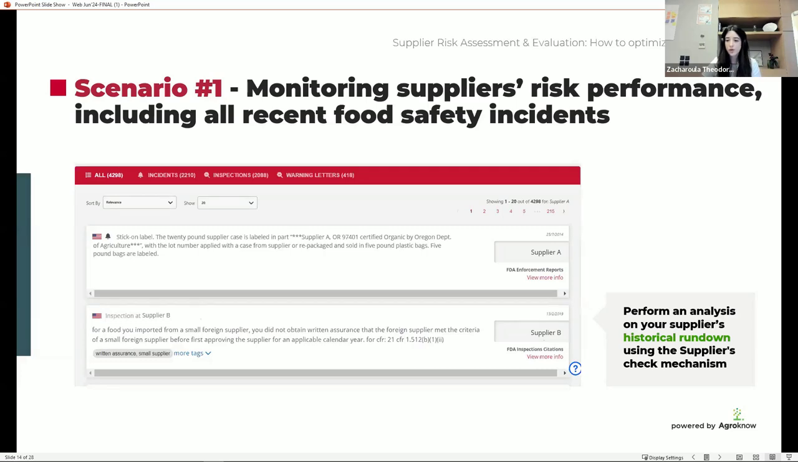So, in summary of our first use case, by leveraging the power of real-time monitoring, traceability, and supplier performance history, you can take your supplier risk assessment to the next level. We think that it is a game changer for food and beverage managers who are serious about safeguarding their supply chain and, of course, their brand reputation.